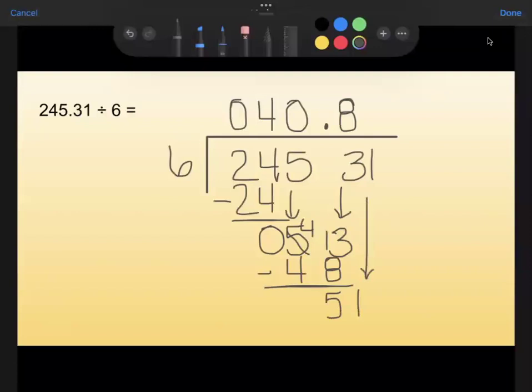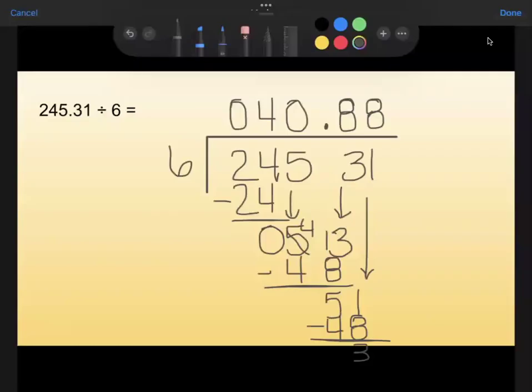And then we know that 6 will probably go into 51 8 times again, because we know that that's 48 and that's pretty close to 51. So I'm going to do 8 again. I'm going to do 48 here. Subtract that, which would give me 3 left over down there. Now, this is something that comes up when you're dividing with decimals. We know we're done when we have no remainder and we have no more numbers to bring down. Well, we have no more numbers to bring down here, but we do have a remainder.